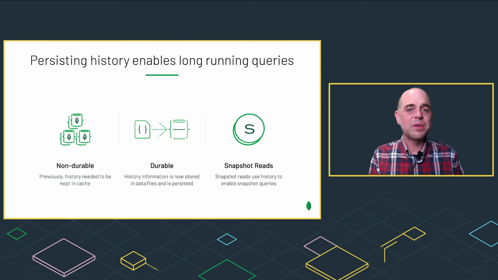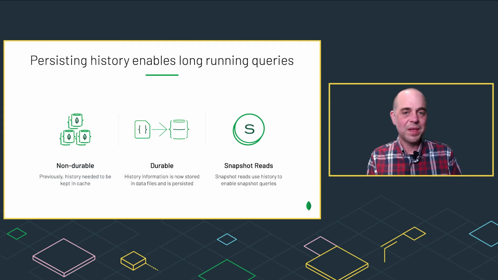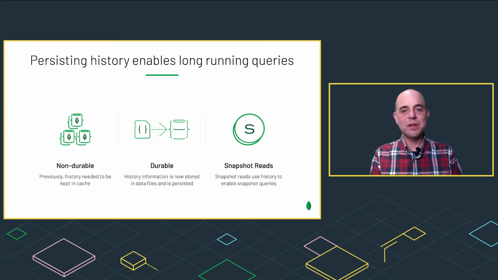So, what changes were necessary to make this possible? Previously, history would only be kept in the storage engine cache. So to sustain a long-running query, you would need to have a lot of RAM. When version 4.4 was released, we changed the storage engine to write history information to a file on disk. Since history is now durable, we built upon that functionality to expose the ability to perform snapshot read queries in version 5.